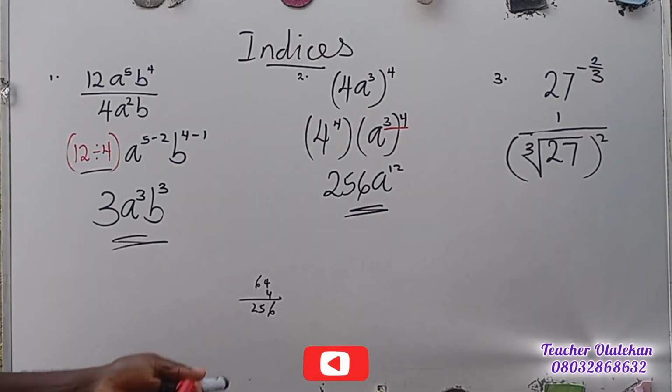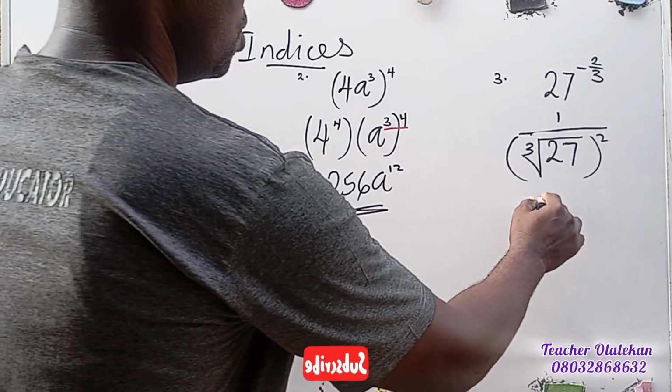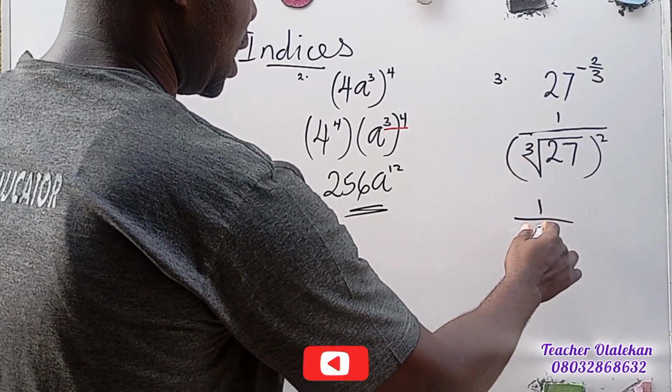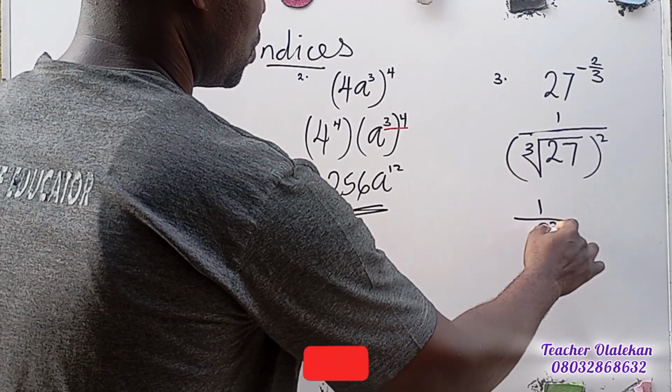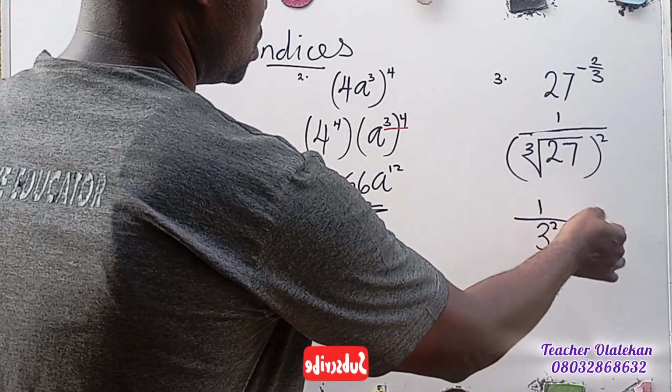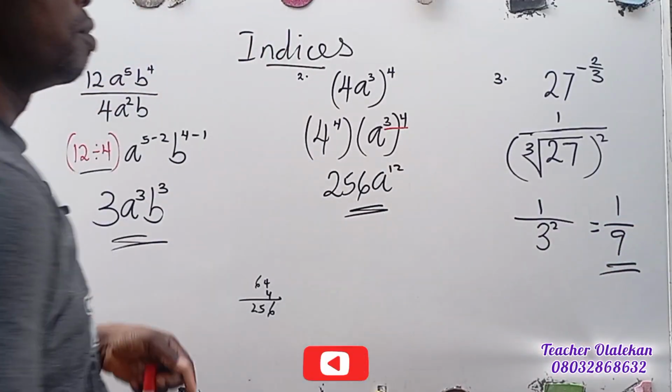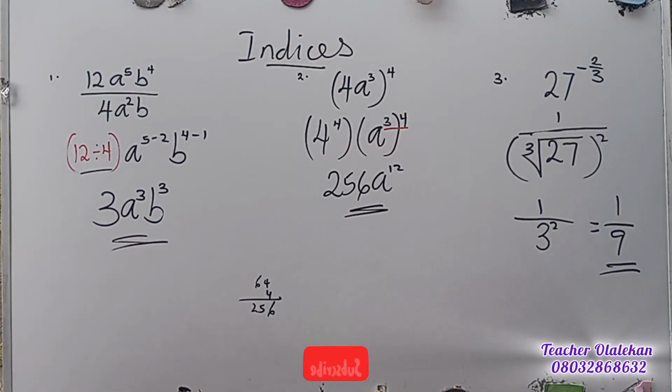So you find the cube root first. So that becomes 1 over that cube root, that should be 3. That's 3 square. And 3 square is going to be 9. That becomes 1 over 9. Final result for that. So indices is very easy.